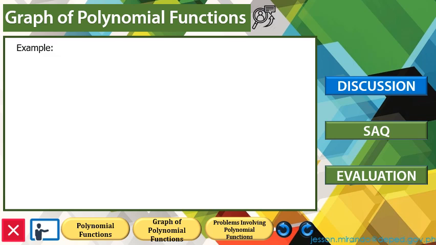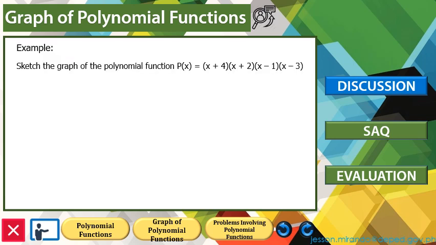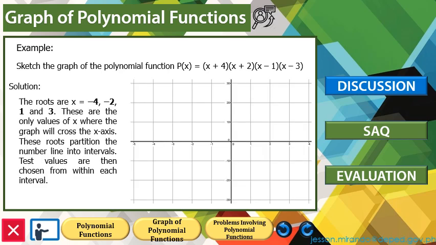Example: sketch the graph of the polynomial function p of x equals the quantity of x plus 4 times the quantity of x plus 2 times the quantity of x minus 1 times the quantity of x minus 3. Solution: the roots are x equals -4, -2, 1, and 3. These are the only values of x where the graph will cross the x-axis.